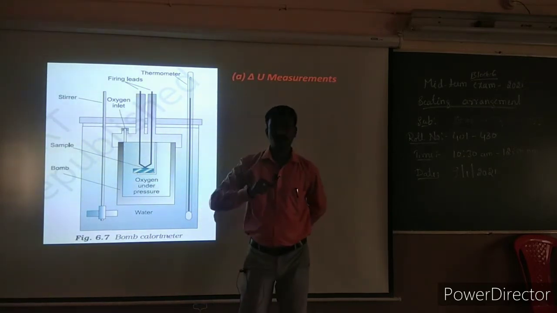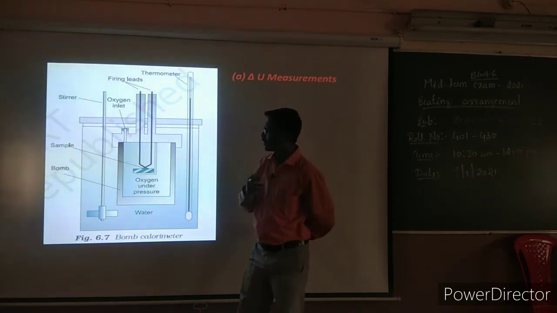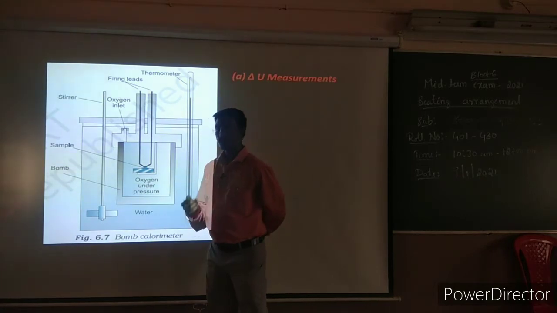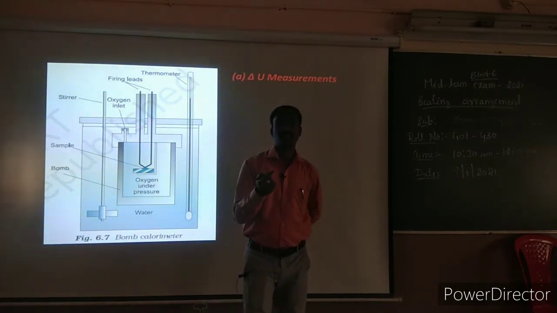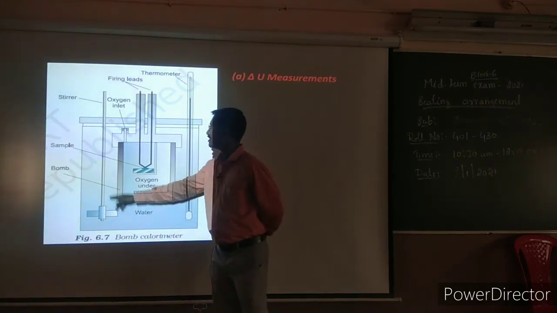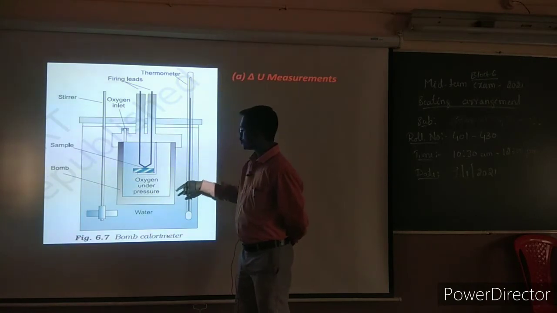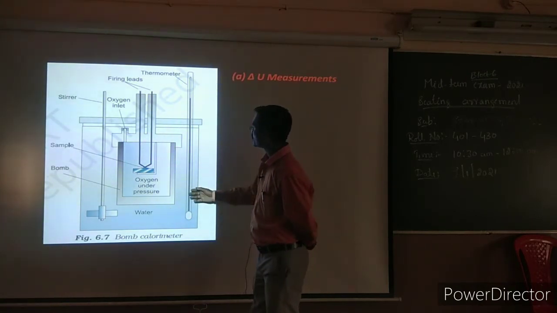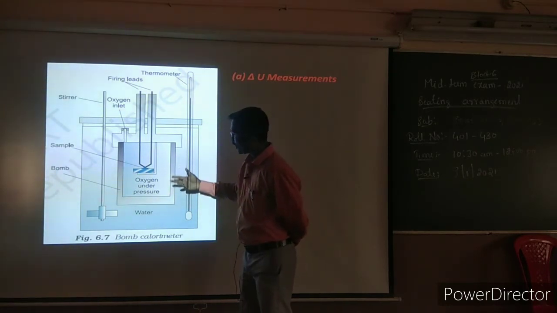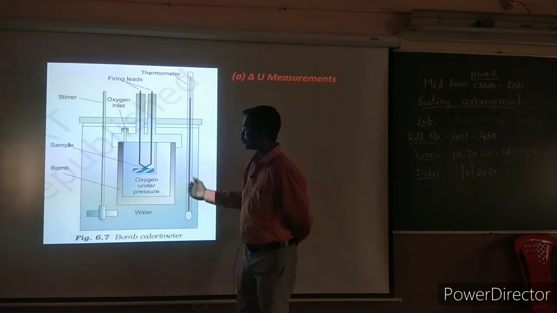In the first week of February, we are going to start the lab. At that time, we are going to understand this stirrer, but we are not using this kind of stirrer. Normally, a stirrer is just like a rod used for mixing purposes. This is called a stirrer. I hope you understand the stirrer is used for mixing the water, to measure the temperature of the water and the heat transferred from the bomb to the water.